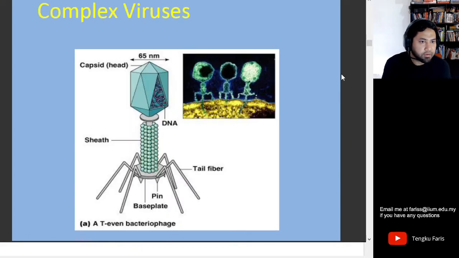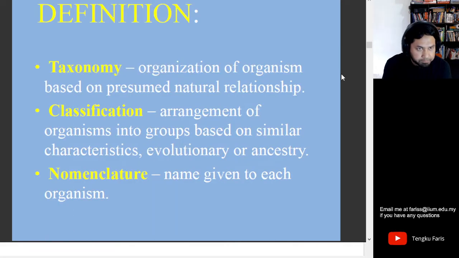For the complex viruses, you can see the bacteriophage. This is a very complex structure. You have the capsid, and inside the capsid you find the DNA, and there is also a sheath in between the foot and the neck. Okay, the sheath. You have the tail fiber and pinned base plates. This is a very complicated viral structure.